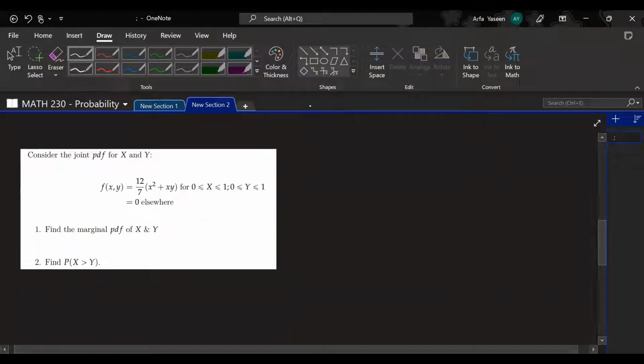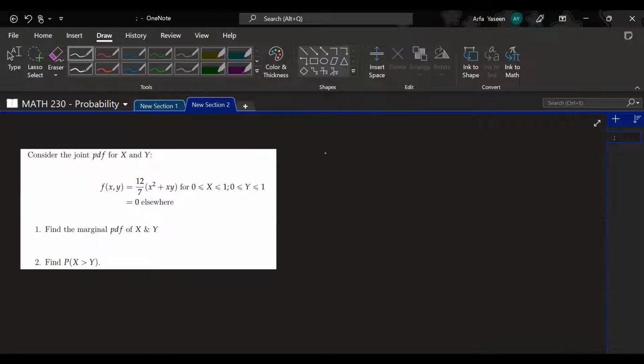Okay, again, in this question as well, we are supposed to find the marginal PDFs of x and y. I'm going to write the expression for these two, but I won't compute it entirely. I'll move on to the second part after that.